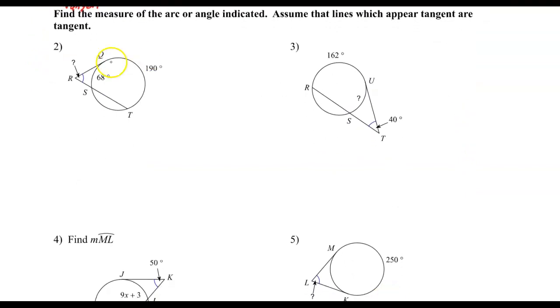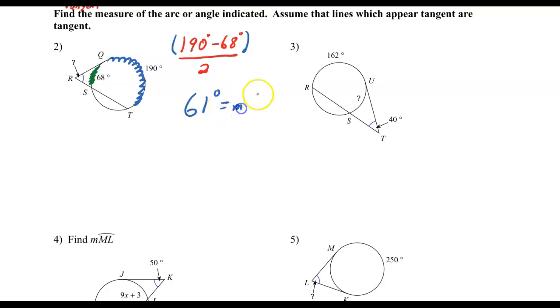Again, it's the big arc, so the big arc here is 190. The little arc is 68. So we'll say 190 minus 68, divide by 2. Make sure you use parentheses on your calculator. Doing that, we'll get 61 degrees is equal to the measure of angle R.